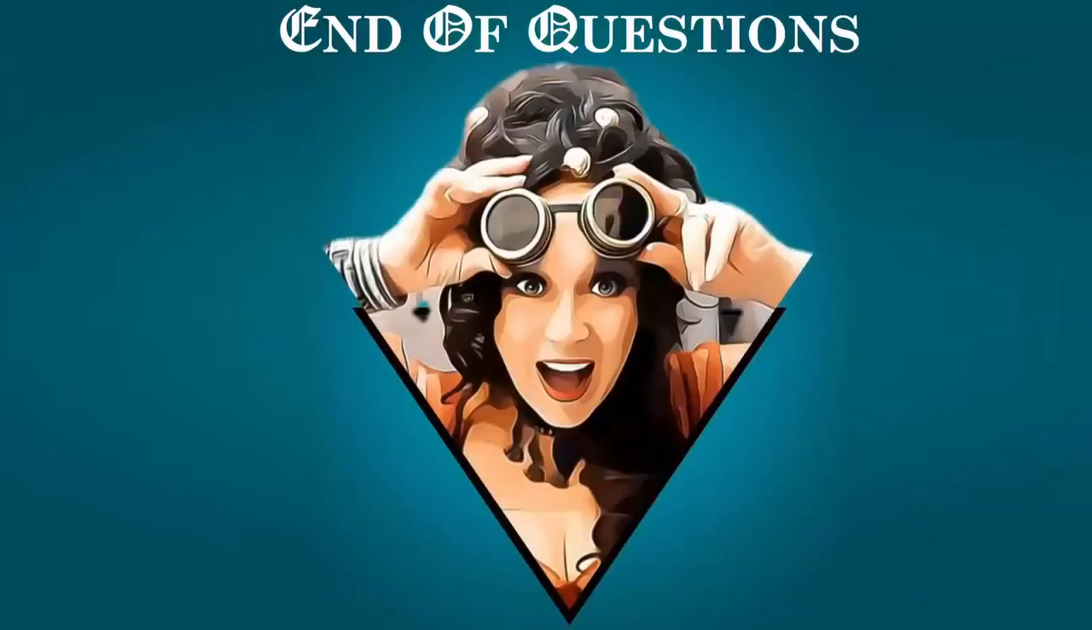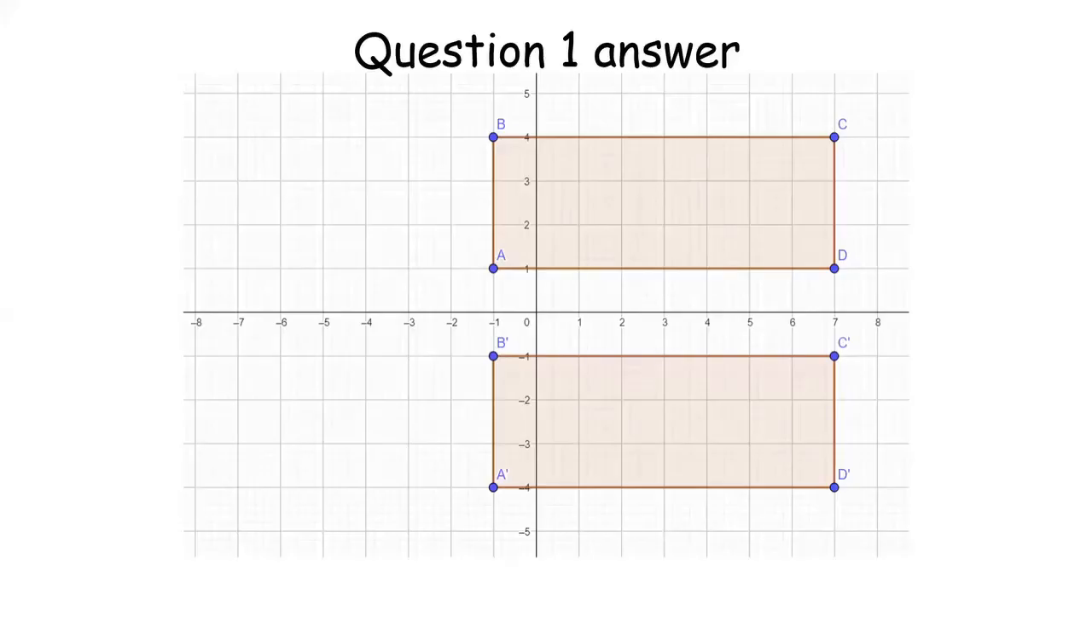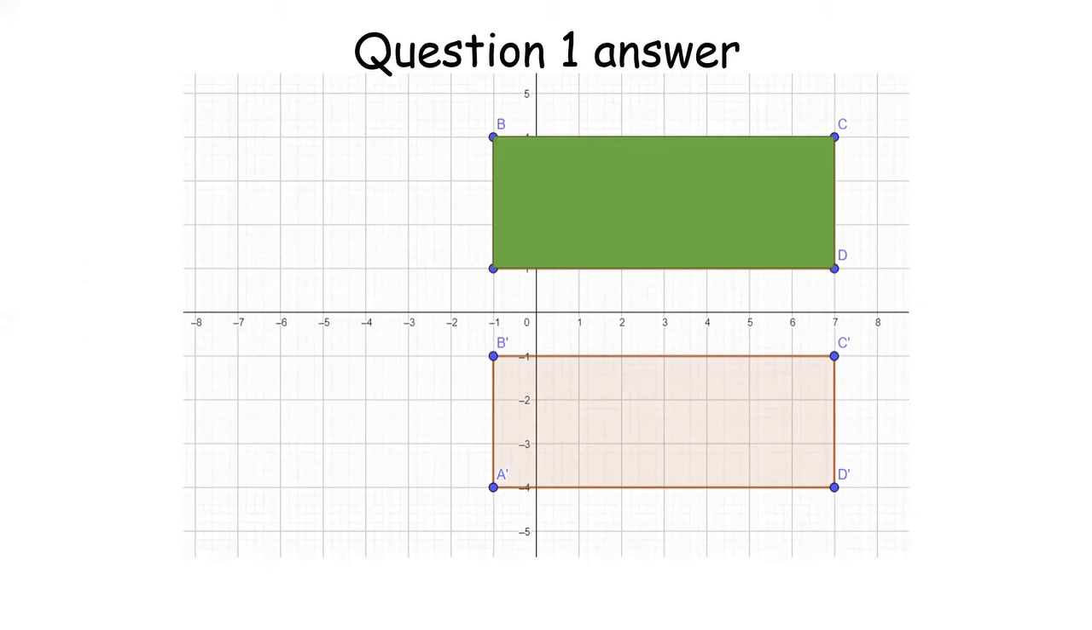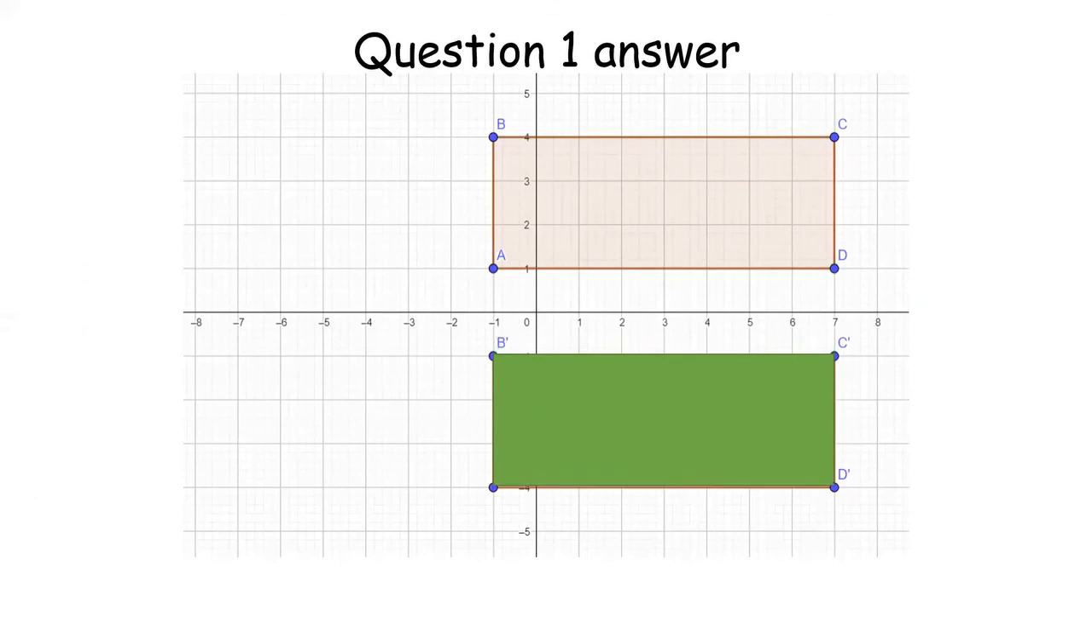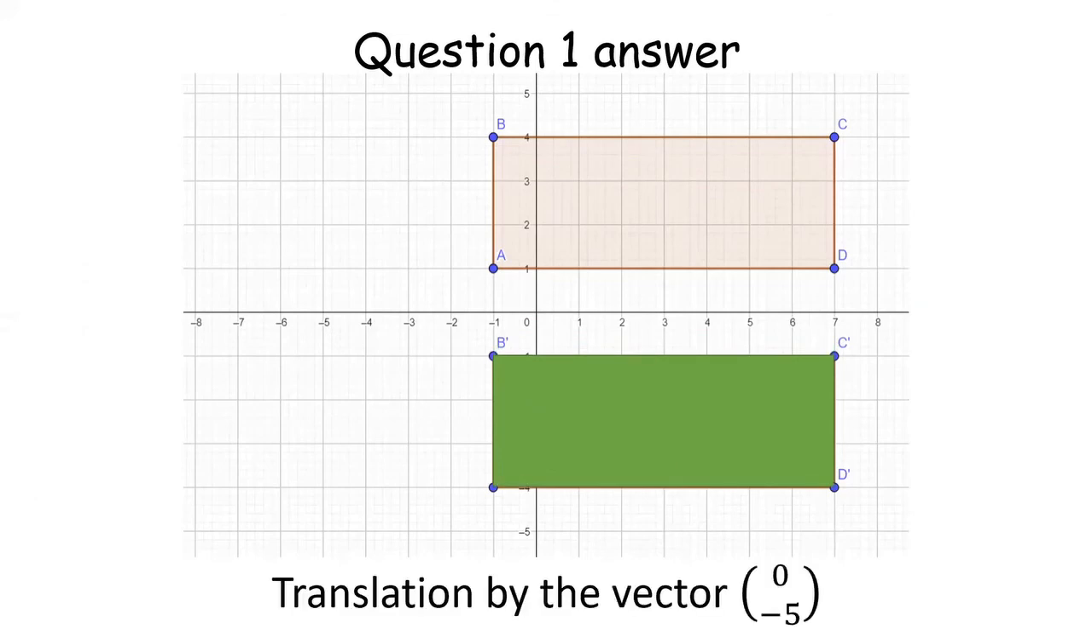That's the end of the questions. Let's move on to the answers. Question 1. This moves directly downwards. It doesn't move left or right. So it is a translation by the vector 0, -5.